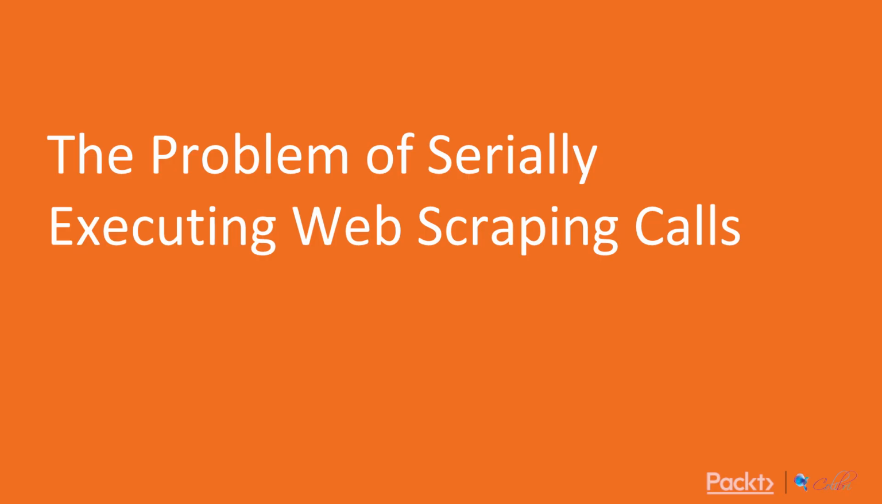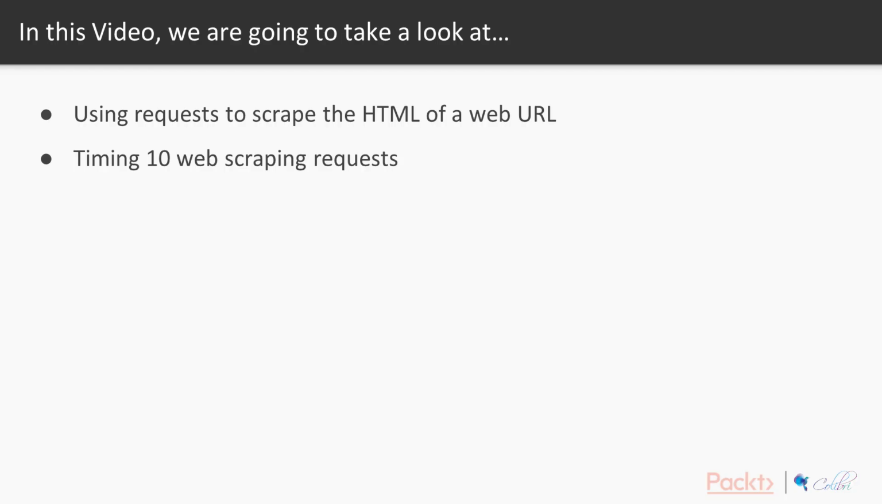So let's dive in. What's the problem of serially executing web scraping calls? We're going to demonstrate this problem in two steps. We're going to look at using requests to scrape the HTML of a web URL, and how we can time 10 web scraping requests and illustrate how long it takes to serially scrape these things. Let's go in and take a look.